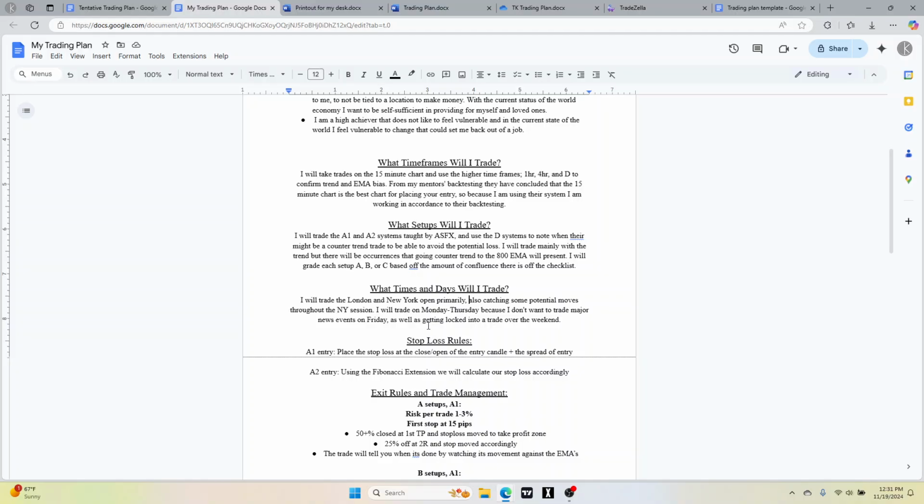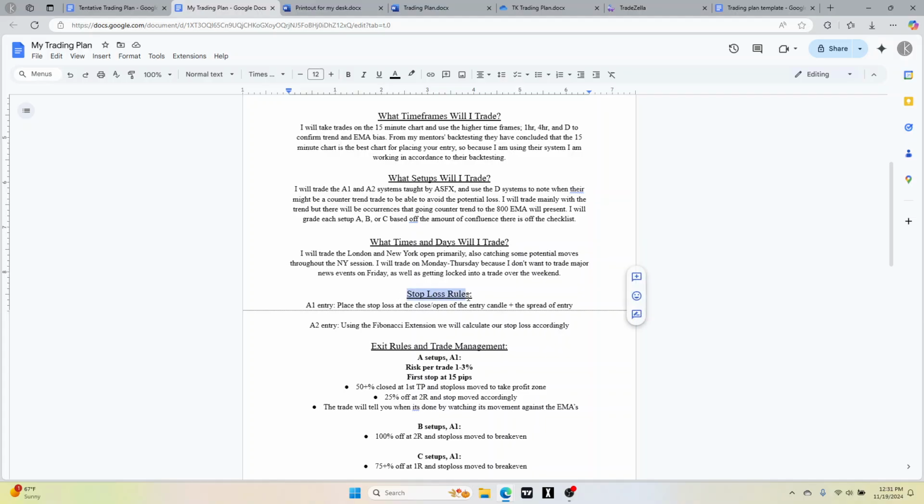You want to write down this stuff. Stop loss rules, extremely important. Where's your stop going to go? I place my stop loss at the close and open of every entry candle plus the spread of the entry. So what does this tell me?